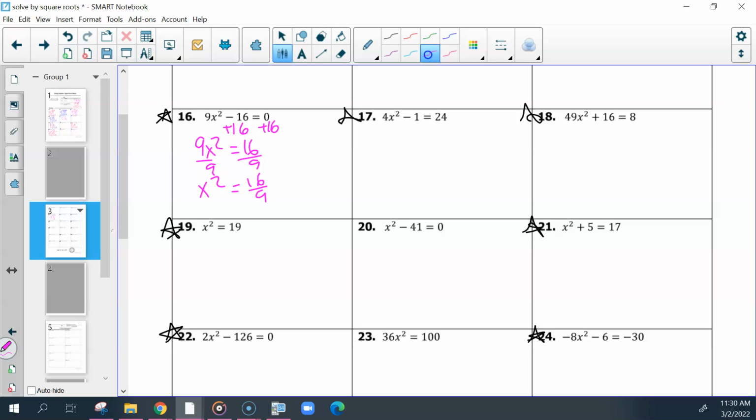When you get something like this, check this first before you do anything else. If this cannot be simplified and these are not perfect squares, you would take the square root of this fraction, whatever that is. We'll talk about that in a second. But if these are perfect squares, like 16 is, 9 is, when we take the square root of both sides, taking the square root of this fraction would be the same thing as taking the square root of 16 over the square root of 9.